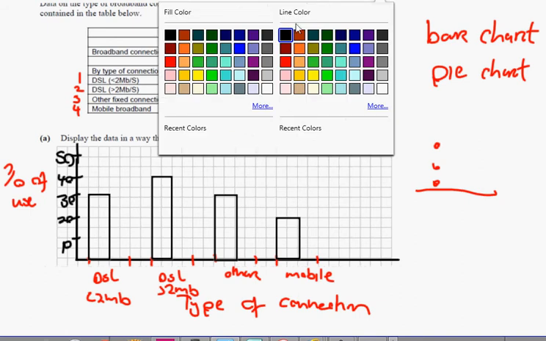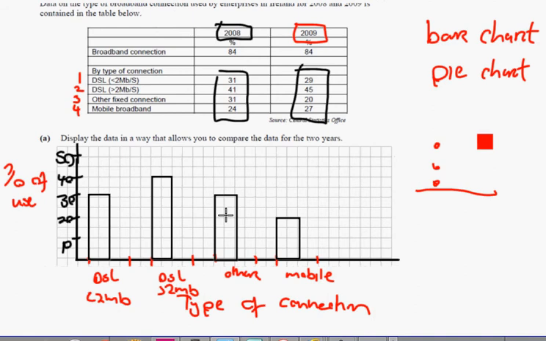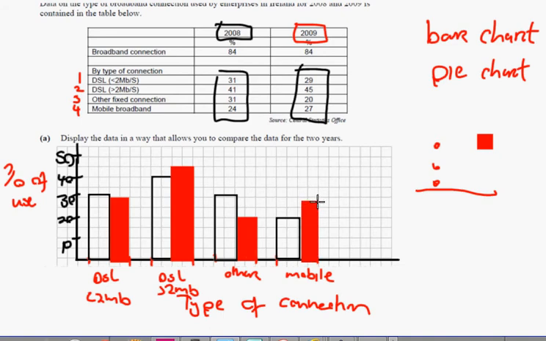Now that I've done that, I now have to do the other one. So, how far does this one go up then? 29. Just about here. What about the next one? 45. Which is here. After that? 20. About here. And after that? 27. Okay, guys. So that's our chart there.